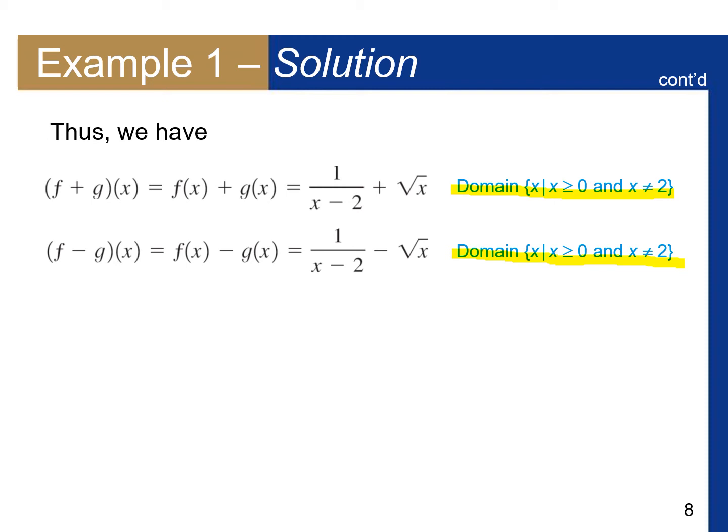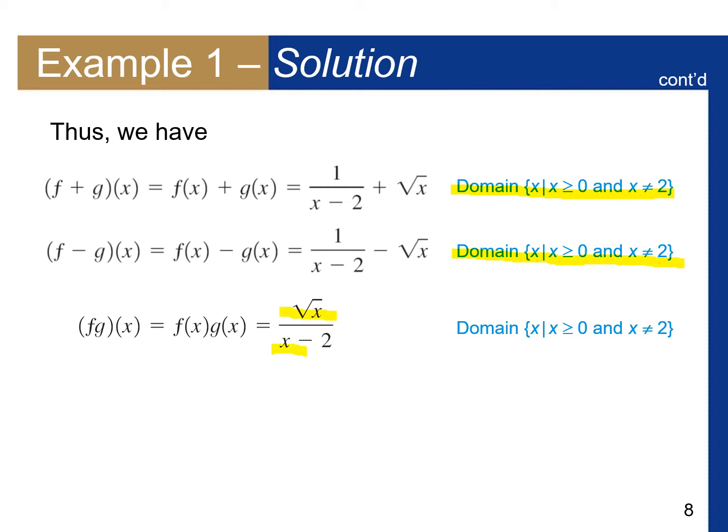When I multiply them, I'm going to take this times 1 over x minus 2. And guess what I get? I get this on the top and I get this on the bottom. So again, my domain remains the same, and I have x is greater than or equal to 0, but not equal to 2.